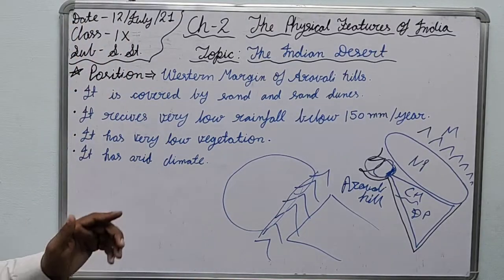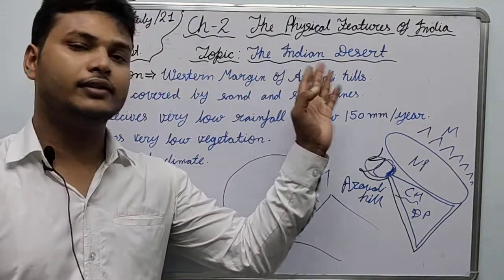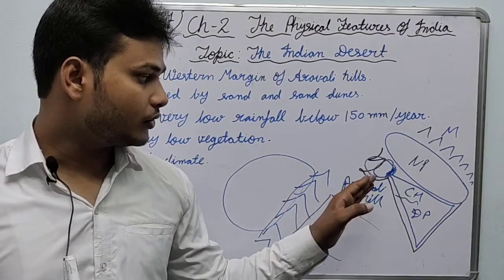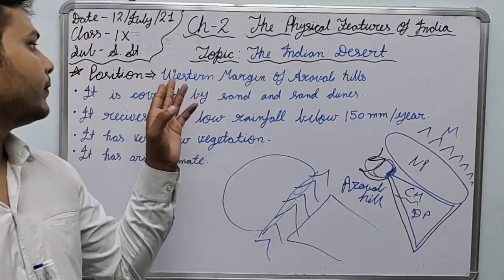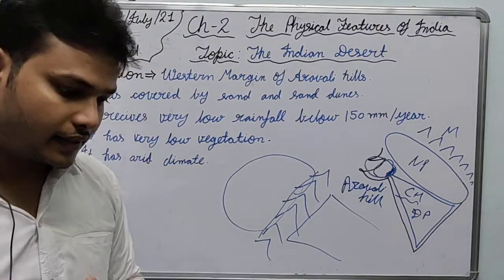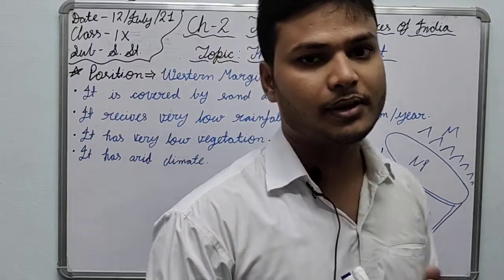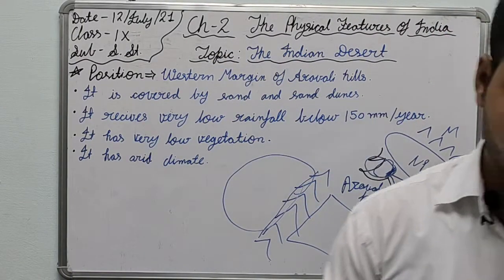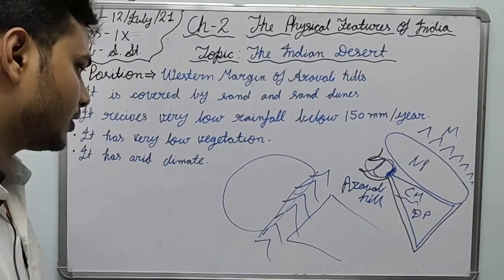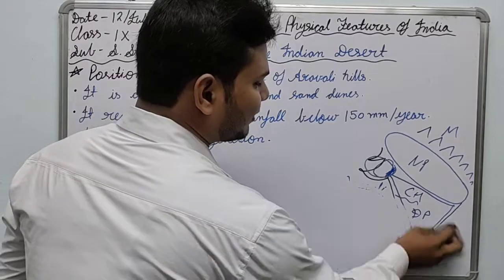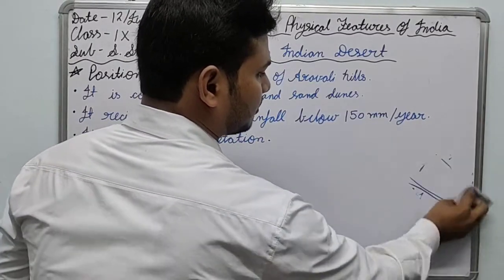Look, I have written in just one line: western margin of Aravalli Hills. What is the location of the Thar Desert? The location of the Indian desert is the western margin of the Aravalli Hills. That means we can say that the Indian desert is located on the western margin of the Aravalli Hills. I hope the location is clear to you all now, and this diagram is also clear. So the location we have discussed, there is nothing much more to discuss about it.